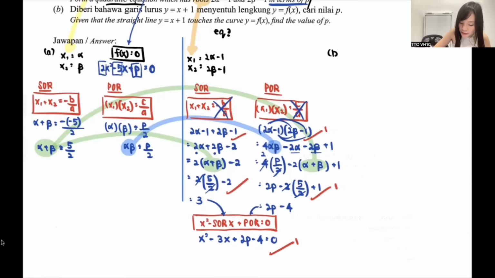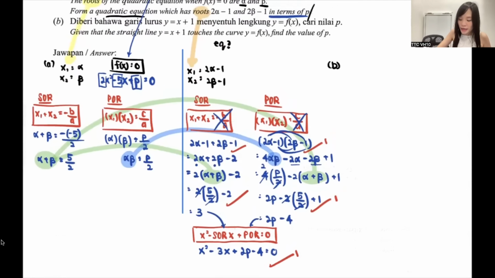Let's move on. B. B, they say what? Given that the straight line y equals x plus 1, this straight line touches the curve, this one. Okay? Then they say, find the value of p. So guys, they just say touches the curve. So the moment they say touches the curve, that means they what? Touch 1 point. See, this is the straight line, this is the curve, this is the straight line.